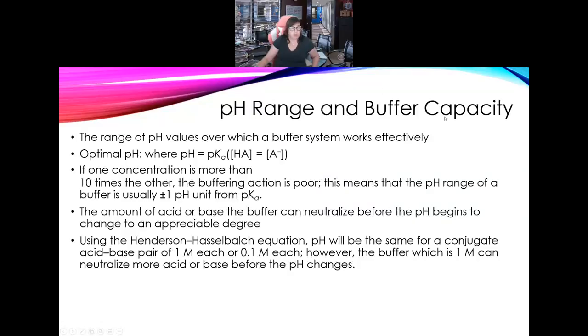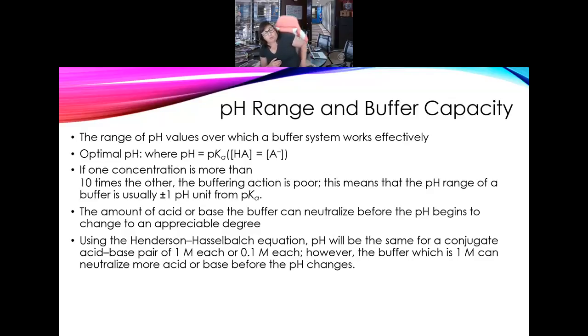Let's talk about pH range and the ability to buffer. So the range of pH values over which a buffer system works effectively is limited. We can't do this over a huge amount. So our optimal pH is where pH equals pKa. And that happens when we have the exact same amount of weak acid as conjugate base. Okay. Now, if one concentration is more than 10 times the other, buffering action doesn't work very well. And so that means that our pH range for our buffer is usually plus or minus 1 pH unit from the pKa. Okay, that's about all we can get.